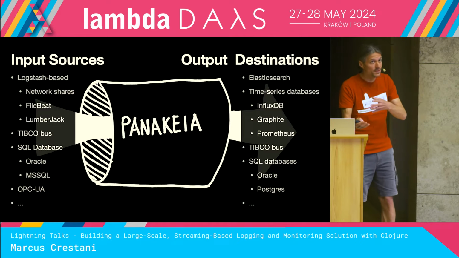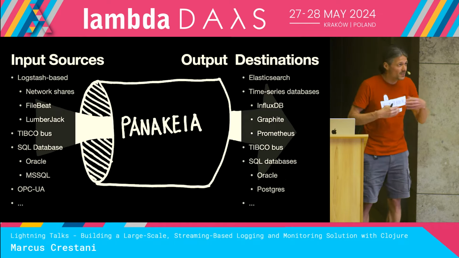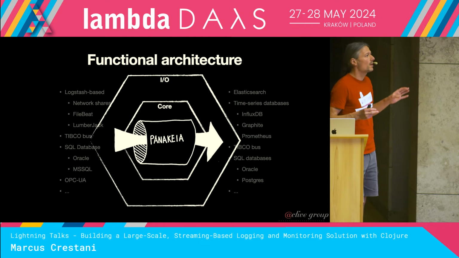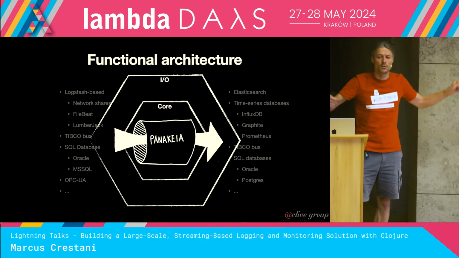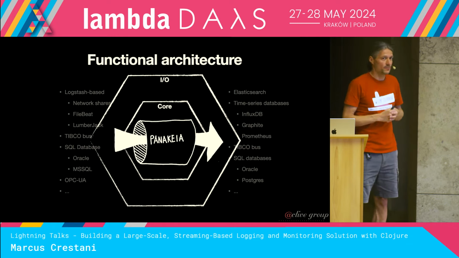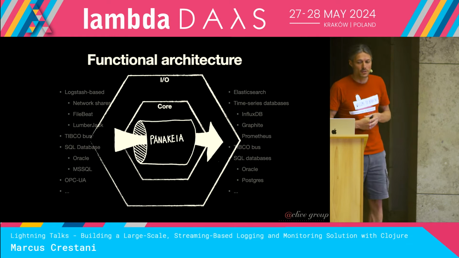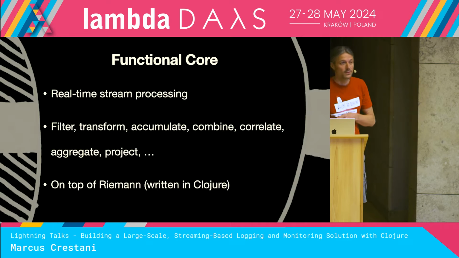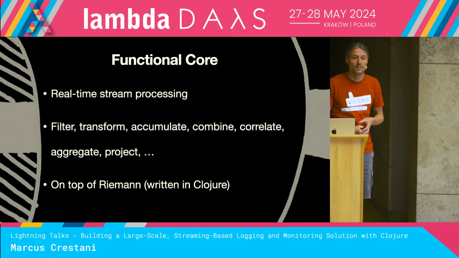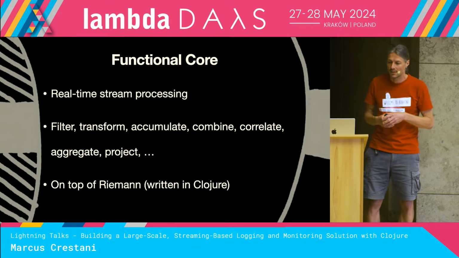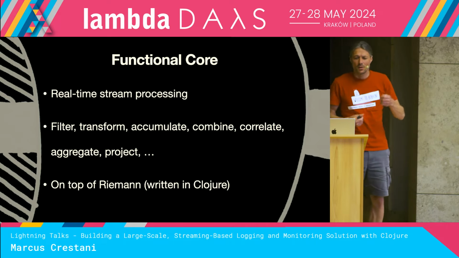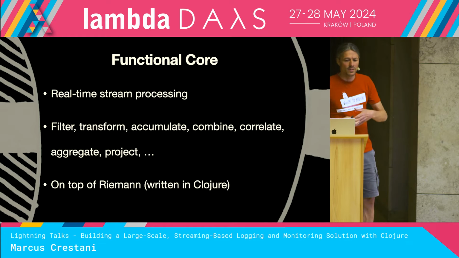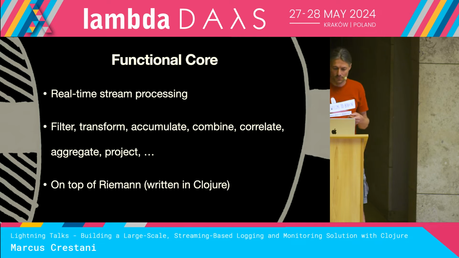So managing the inputs and the outputs is a lot of tedious and DevOps-style work, of course. This is the part that we have pushed out of our functional core in our functional software architecture. And in our functional core, we take care of the interesting and the nice parts. So that is filtering of events, transformation and enrichment of events, accumulating information, combining events from all kinds of different input sources, correlating the information, doing data aggregation and projections.